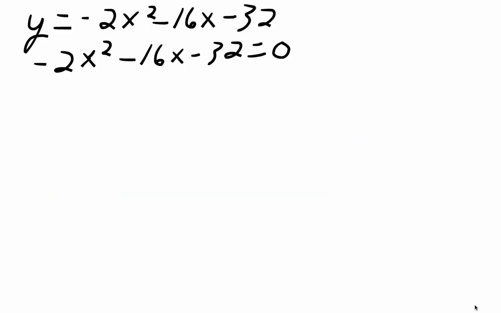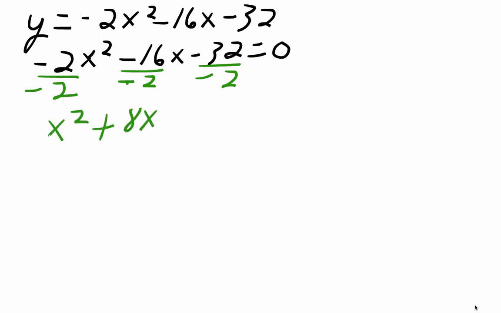Alright, our next one is y equals negative 2x squared minus 16x minus 32. Set that all equal to 0. And now we're going to divide everything by negative 2, because we have to have this a value as a 1. So I'd have x squared plus 8x plus 16 equals 0. Then we have x squared plus 8x.